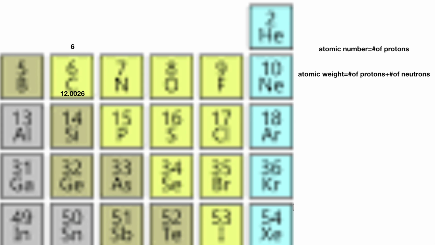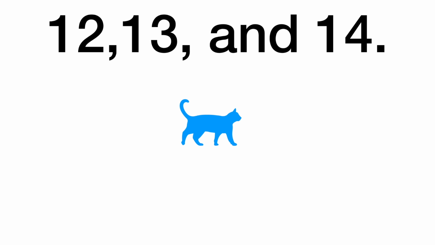So the atomic number is 6, and you can't really change this number, because if you increase it, it's nitrogen, and if you decrease it, it's boron. So now I want to focus on these three isotopes, 12, 13, and 14. That means there are 6, 7, or 8 neutrons in the nucleus.